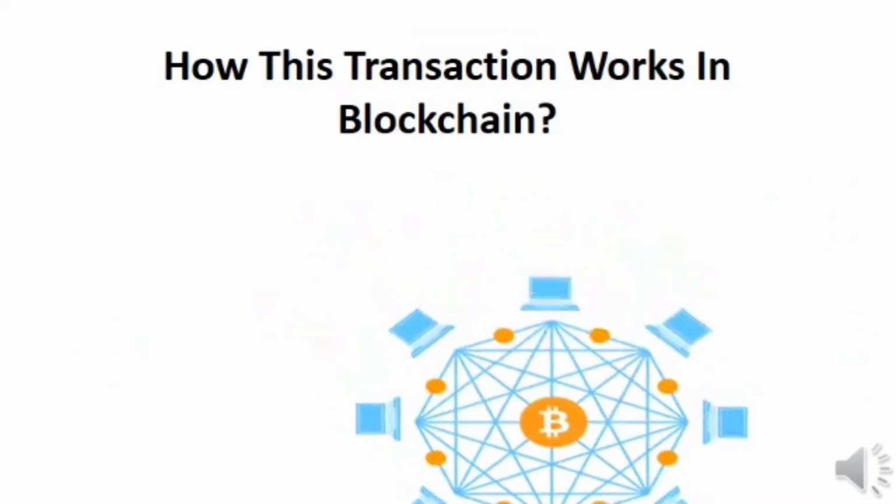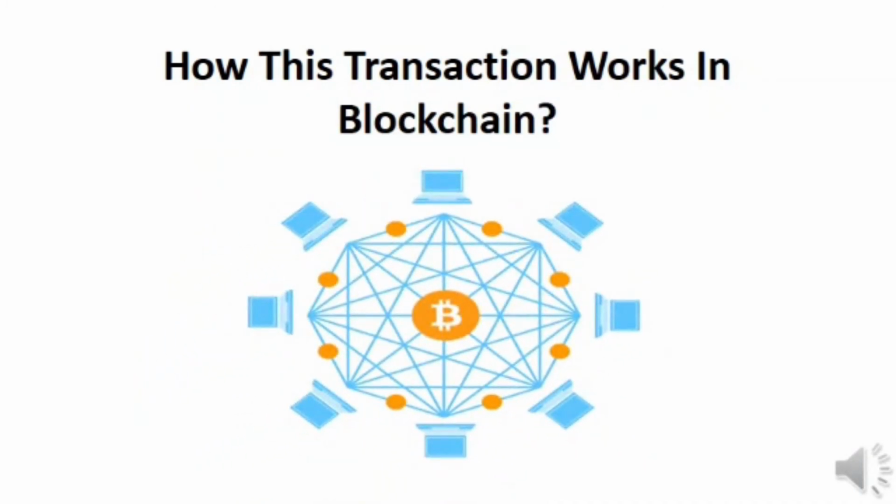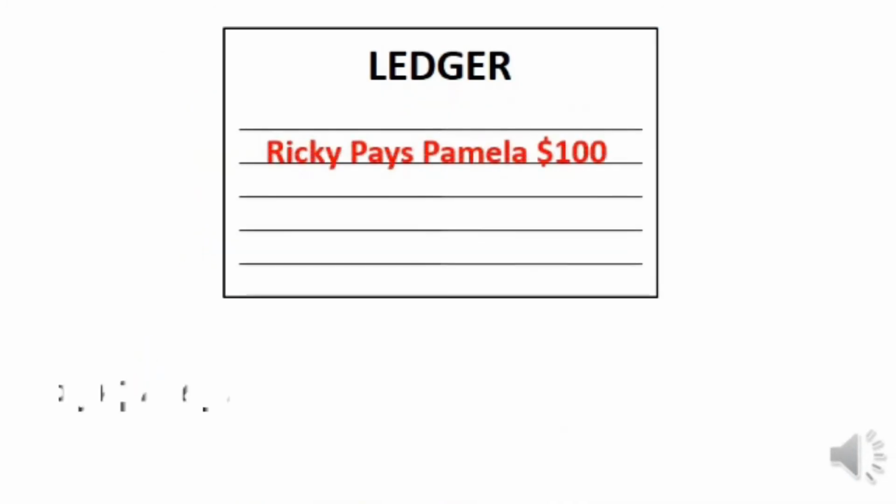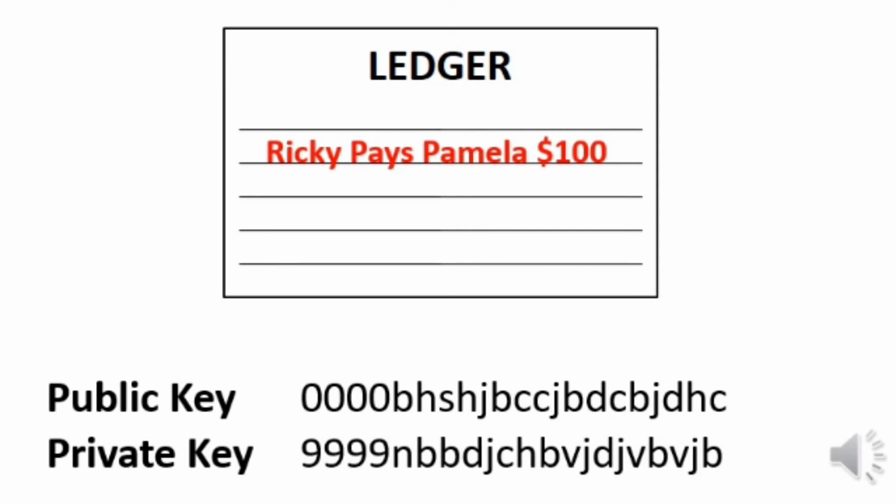Now let's see how this transaction works in the Bitcoin blockchain. Suppose we have a public ledger where anyone can see a line as well as add a line. But to add a line, the person needs to have a public key and a private key. Using these keys only, the nodes verify the transaction. Now suppose Ricky requests a $100 transaction.